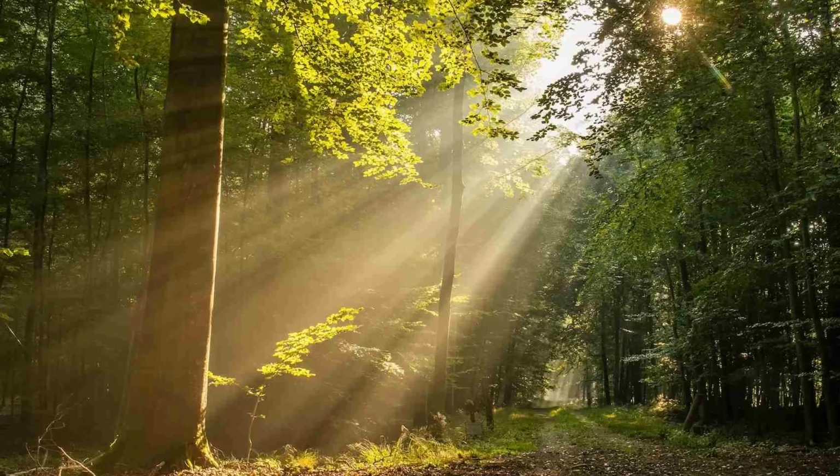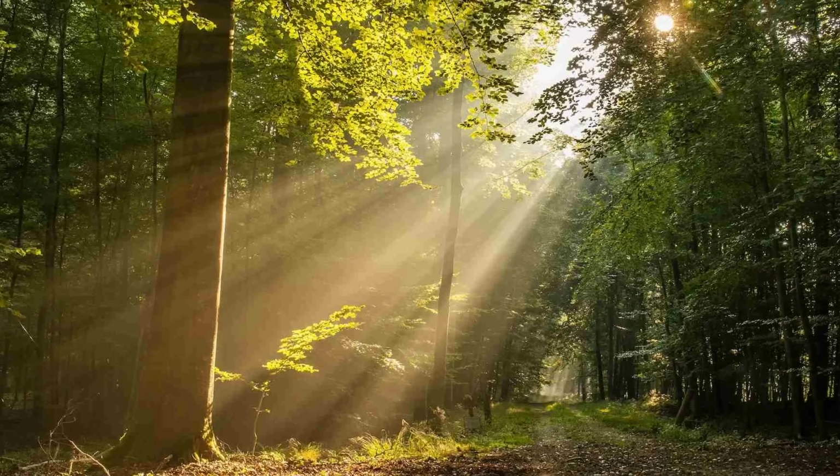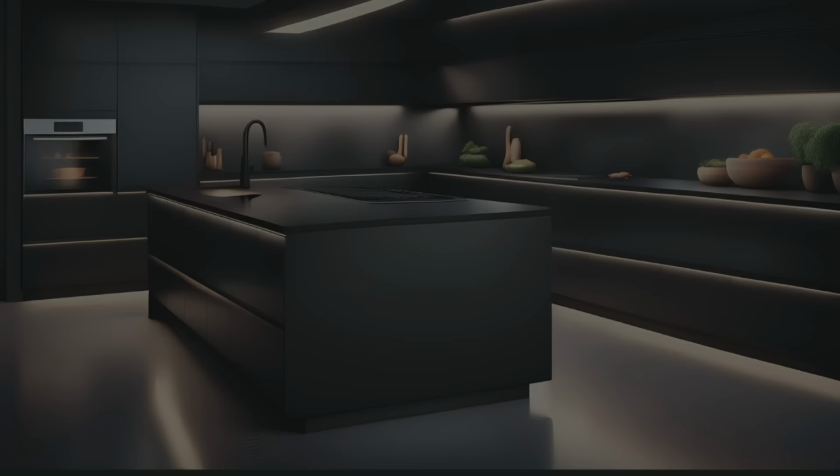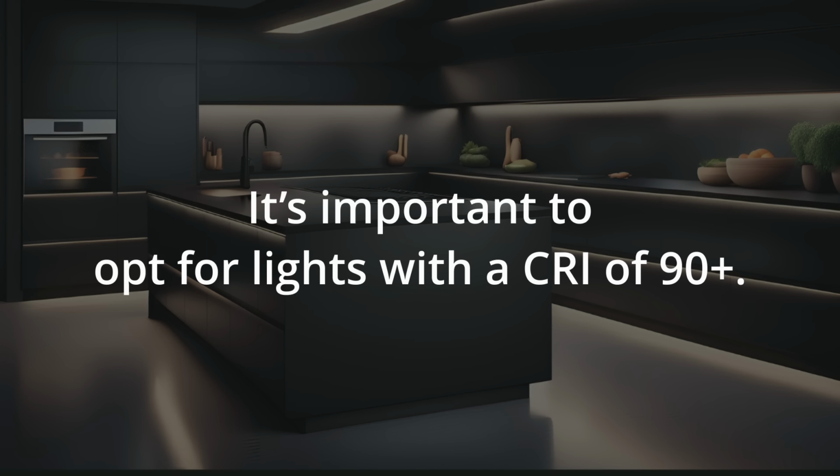Has the person in the paint store or cabinet shop ever asked you to take a sample outside? I've done it to clients lots of times. The reason is that this is the truest representation of the color unless their light source is 100 CRI, and it's likely not. So it's important to opt for lights with a CRI of 90 plus, especially in kitchens where accurate light representation is critical.